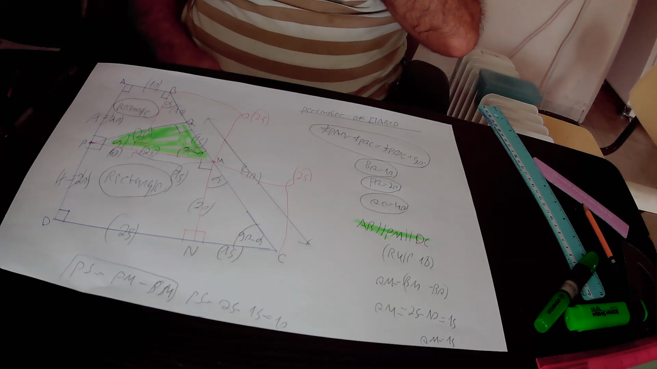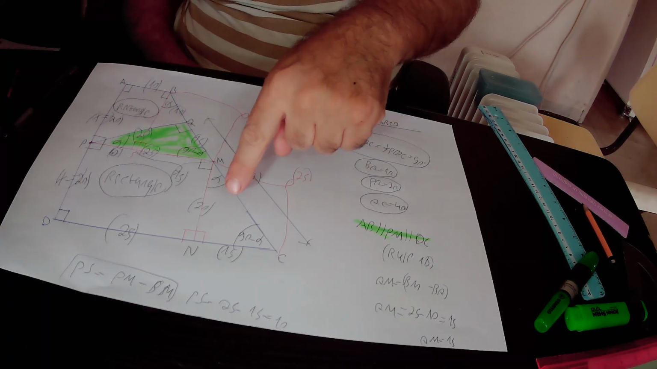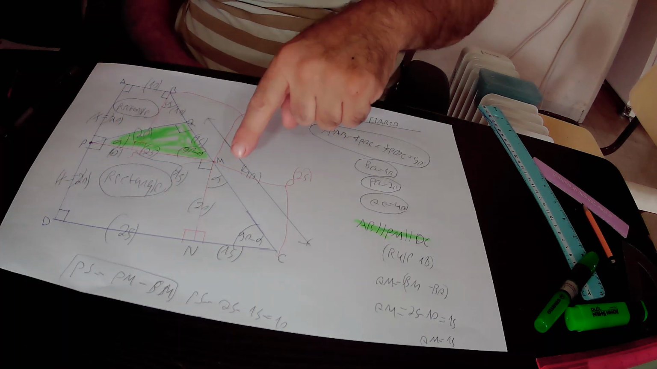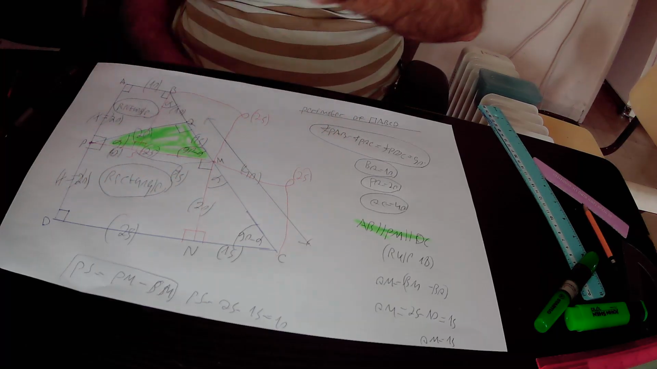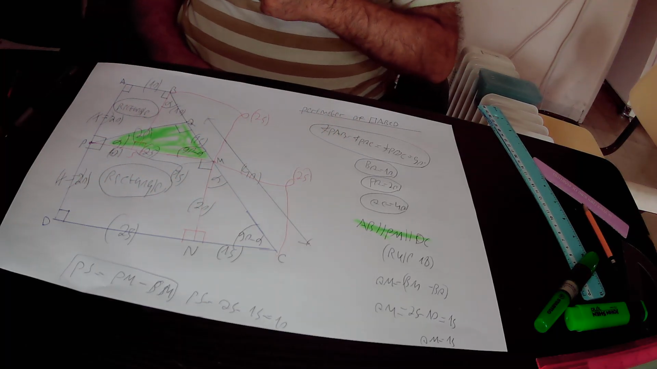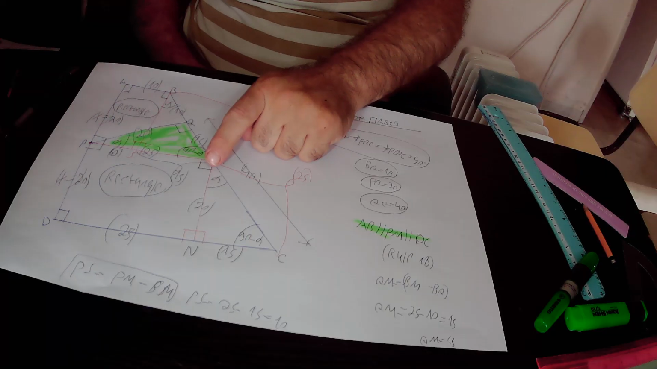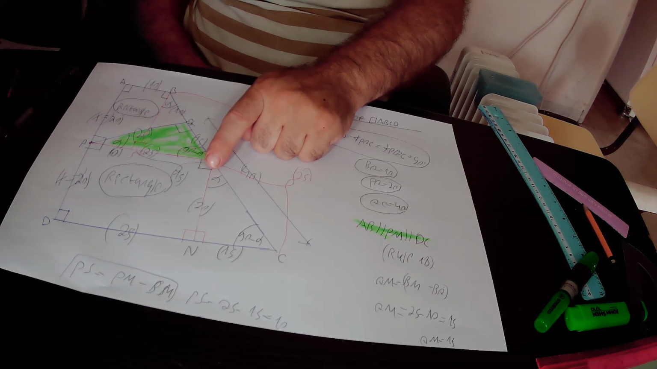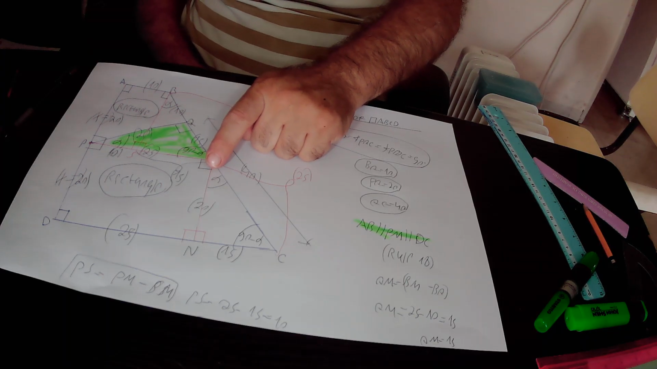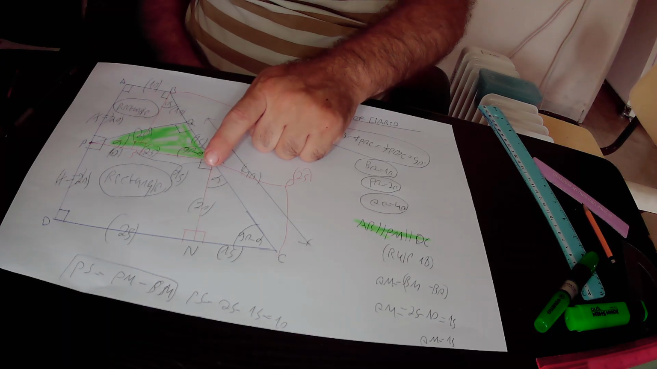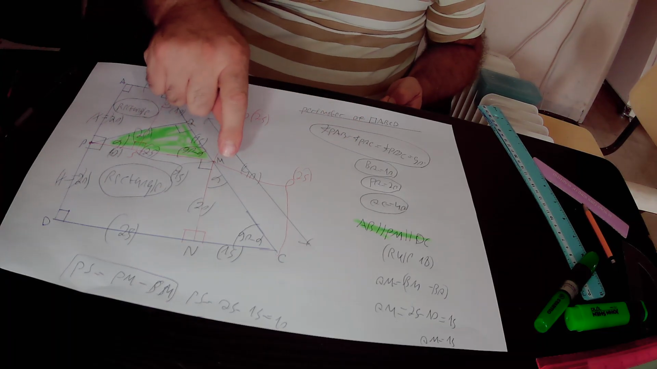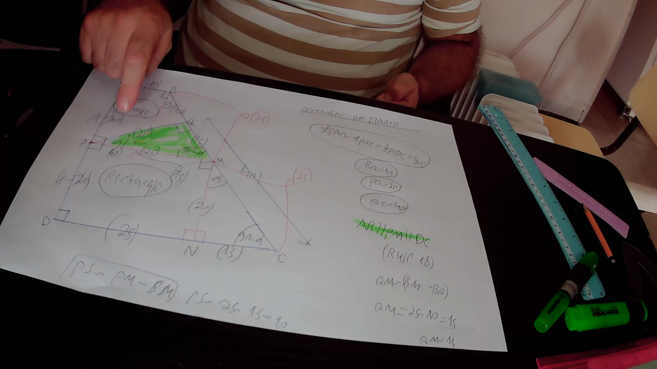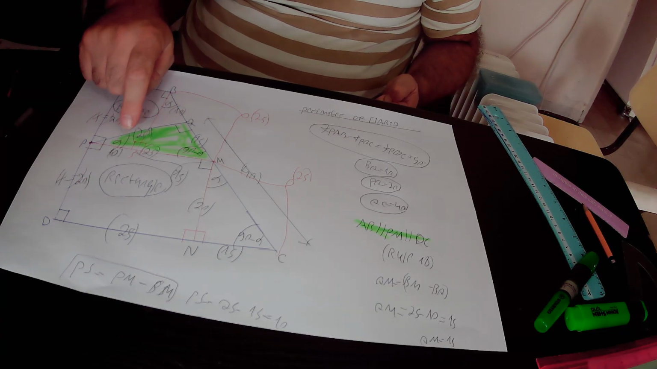By doing this construction, we get quadrilateral PMND. Inside quadrilateral PMND, we have 1, 2, 3 right angles. The sum of these three is 270 degrees, so 270 degrees plus the size of this fourth angle in total must equal 360 degrees, according to the rule that the sum of the angles in any quadrilateral is equal to 360 degrees. Therefore, this angle must be equal to 90 degrees. So inside quadrilateral PMND we have 4 right angles, and therefore quadrilateral PMND is a rectangle.